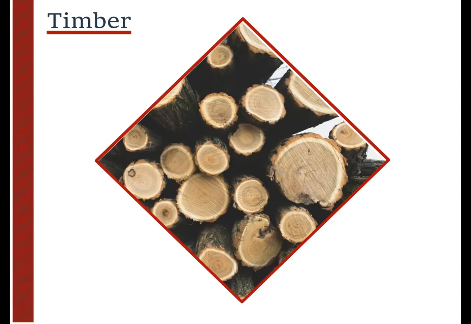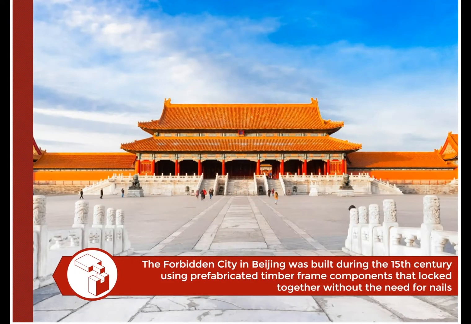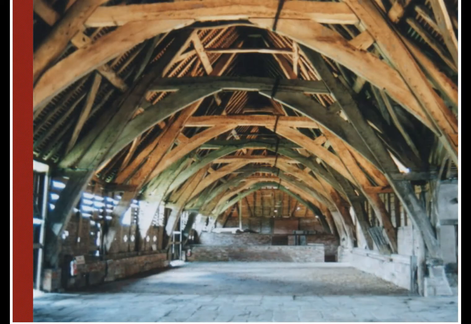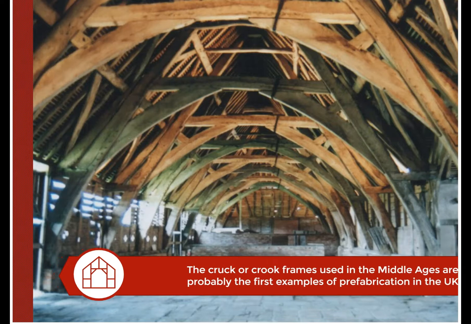A little bit of history to begin with. The Forbidden City in Beijing was built during the 15th century using prefabricated timber frame components that locked together without the need for nails. The first prefabricated timber systems used in the UK were probably the cruck or crook frames used in the Middle Ages for houses, medieval halls, and tithe barns.